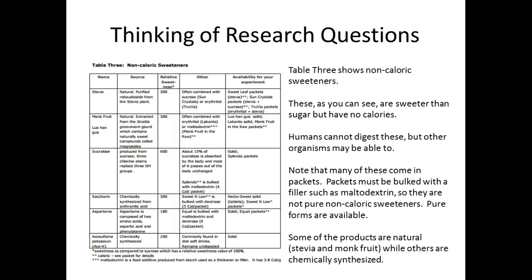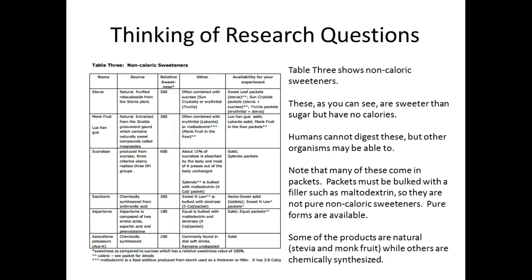And then we look at the last 4 on the list: sucralose, saccharin, aspartame, and ACE-K. Those 4 are chemically manufactured. They are not natural products. So again, here we see some differences, natural and chemical. Stevia and monk fruit, as well as all of these others, are very often combined with a bulking agent.